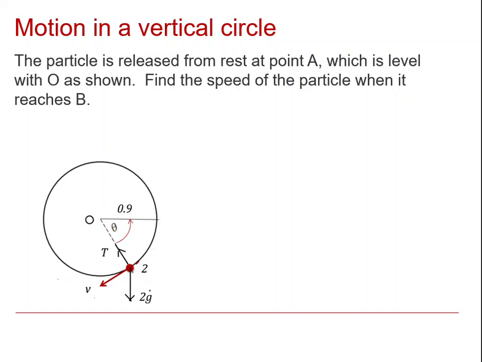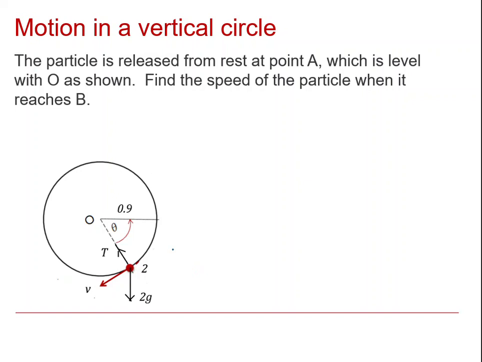We see that for a model which doesn't involve air resistance, there are only two forces acting: the weight, which is 2g in this case, and the tension. That's what keeps it in the circle. I've shown also the velocity along the tangent with a different arrow. Now when we consider what's going on here, we can look at it first from the point of view of energy.